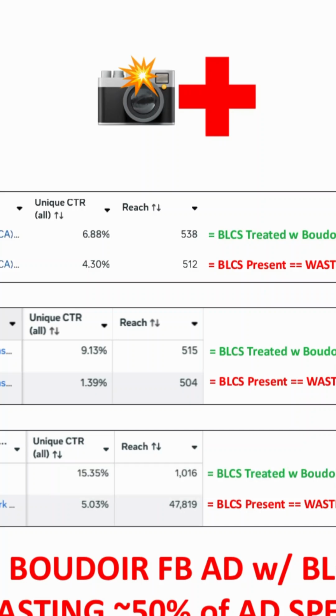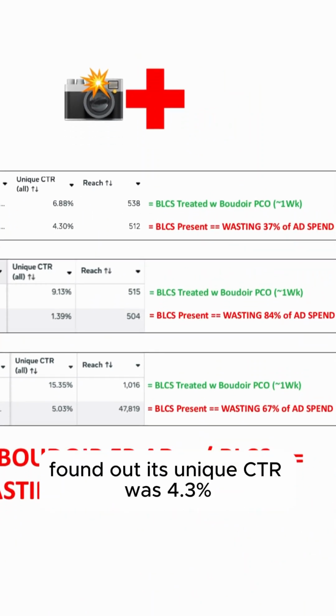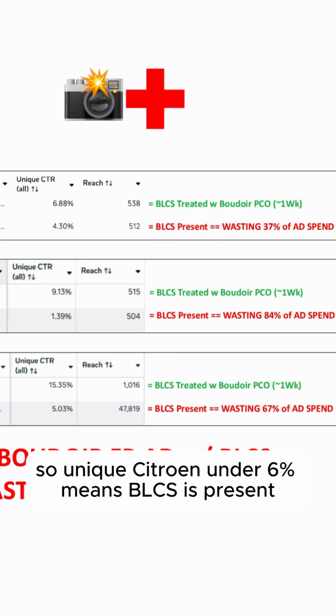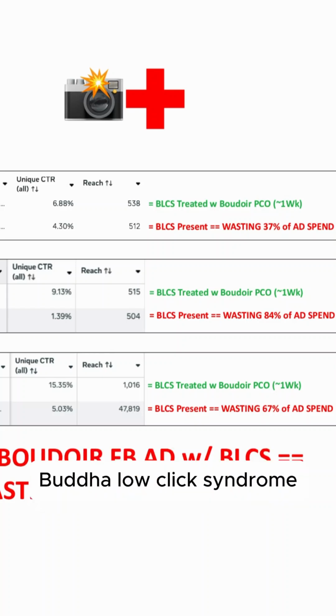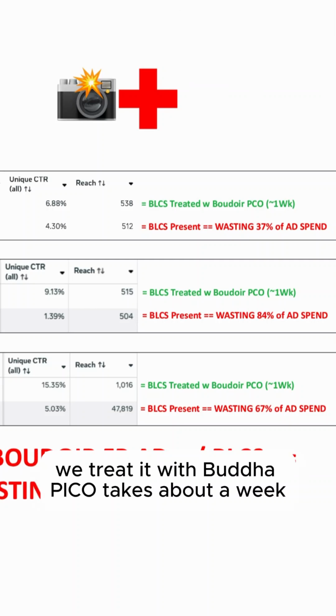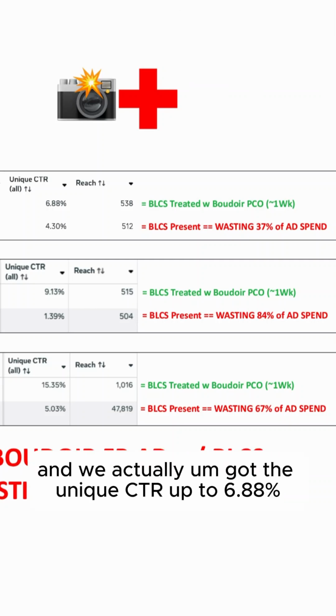tested it, and found out its unique CTR was 4.3%. So we found out that BLCS was present. Unique CTR under 6% means BLCS is present, Boudoir low click syndrome. Now we know the treatment. We treat it with Boudoir Pico. It takes about a week. And we actually got the unique CTR up to 6.88%.